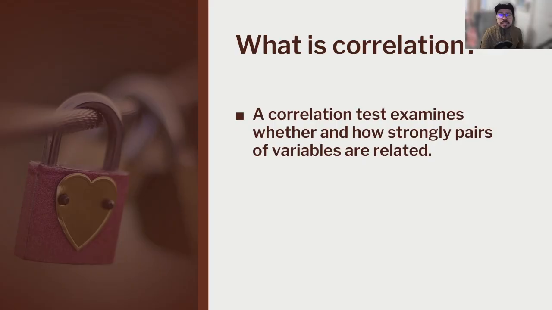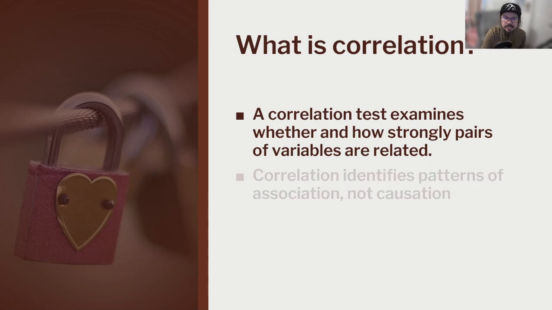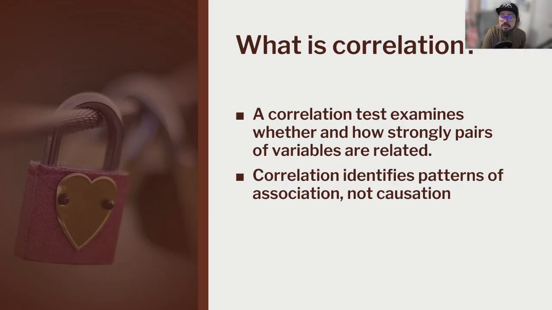So what is correlation? A correlational test examines whether and how strongly pairs of variables are related. So we're looking for both whether they are related and, if they are related, how strong that relationship is. Correlation identifies patterns of association, not causation. I want to emphasize this point because sometimes we can be a little bit confused about what the results of a test may show us. We are not going to be determining through this correlational test that one variable causes an impact on a secondary variable. All we are trying to identify with correlational tests is whether or not there is a relationship.